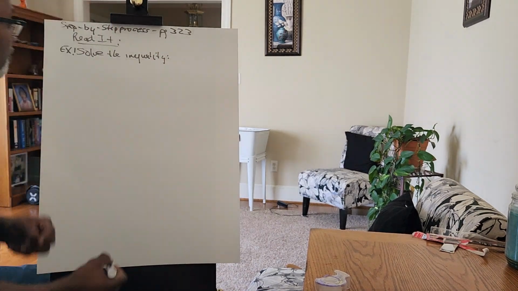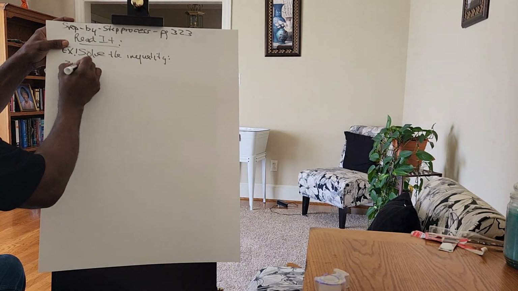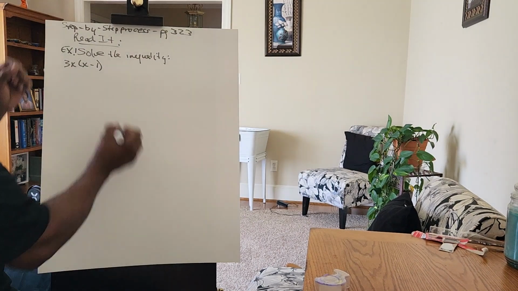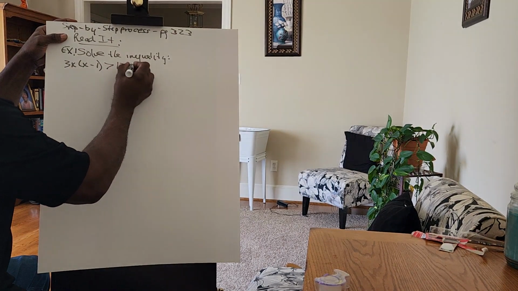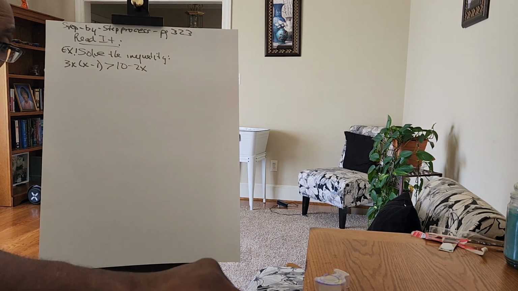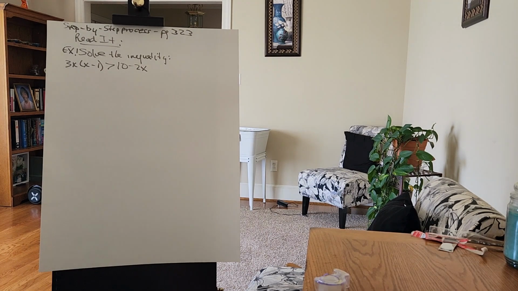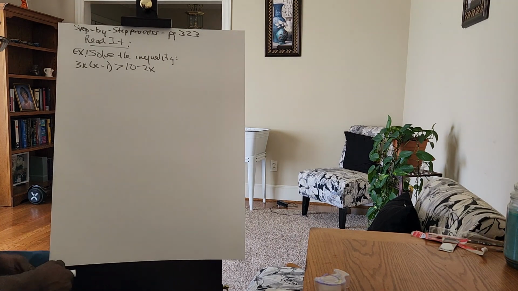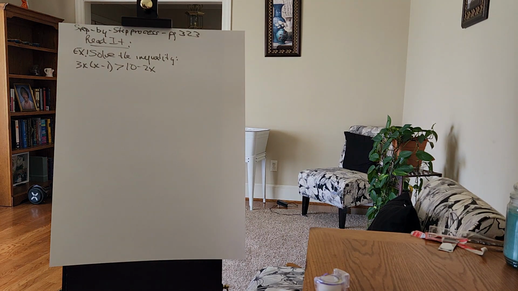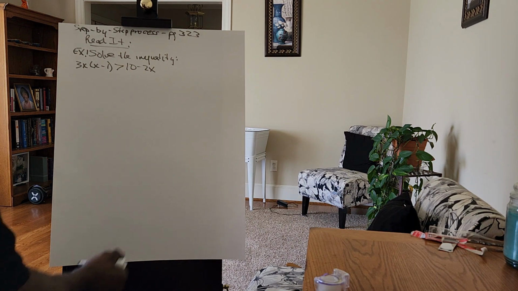They give me 3x times x minus 1 greater than 10 minus 2x. So take a look at that step-by-step process on page 323. I'm not going to write it down, but make sure you read it. The first thing they say is we've got to make sure we have one side that's 0.